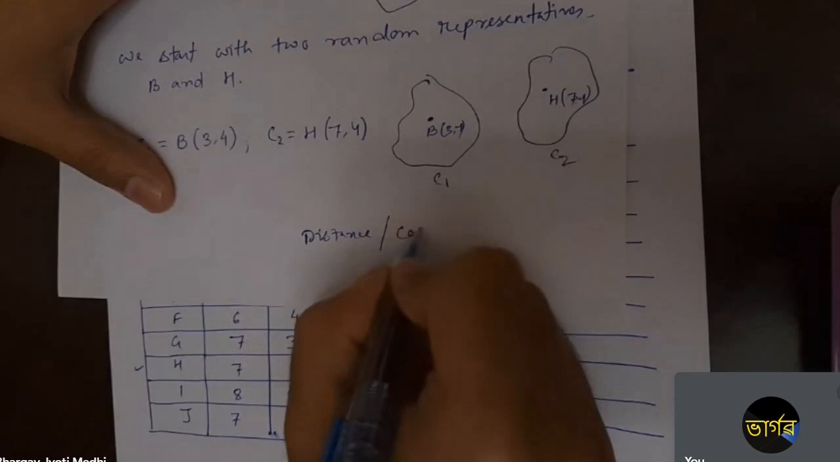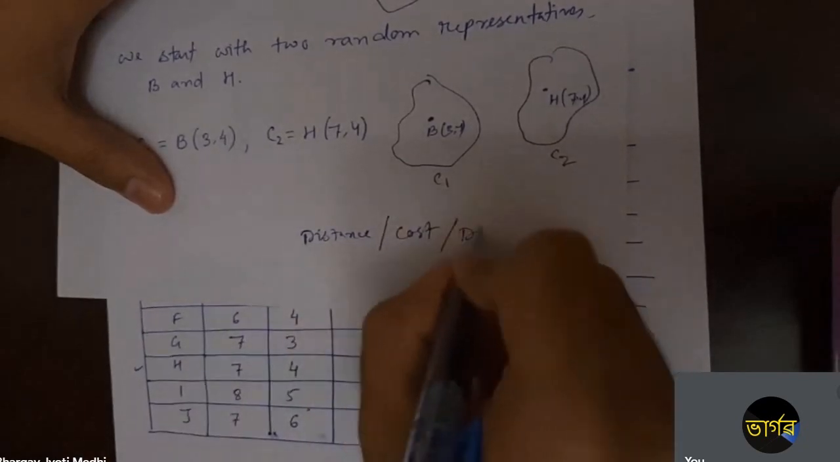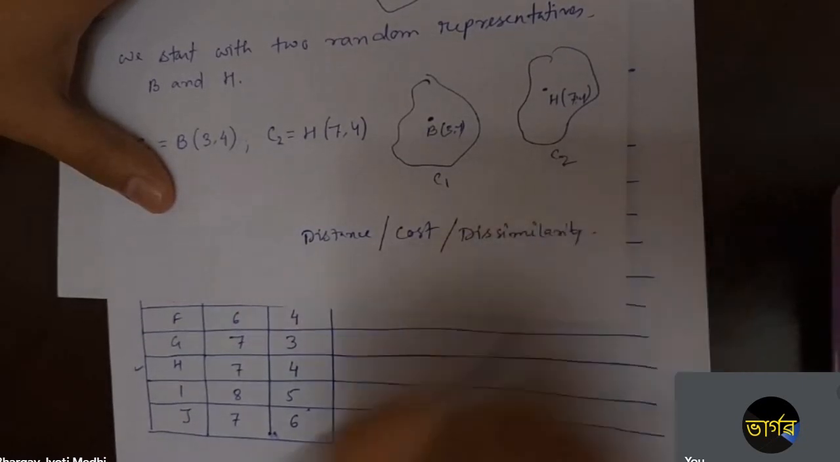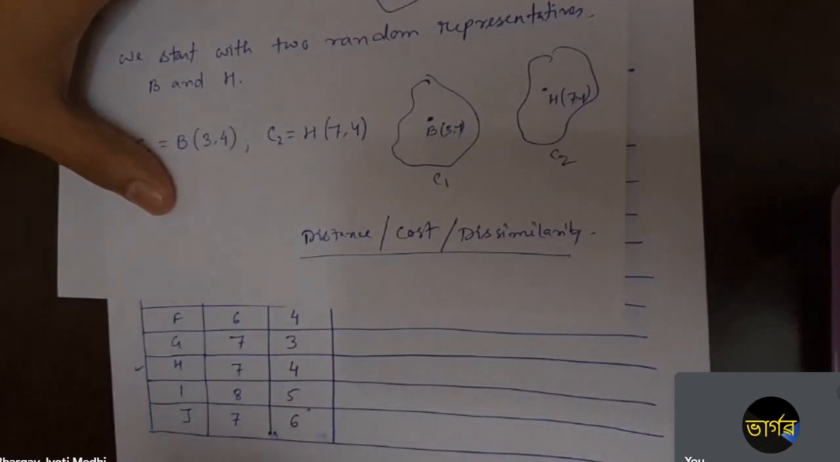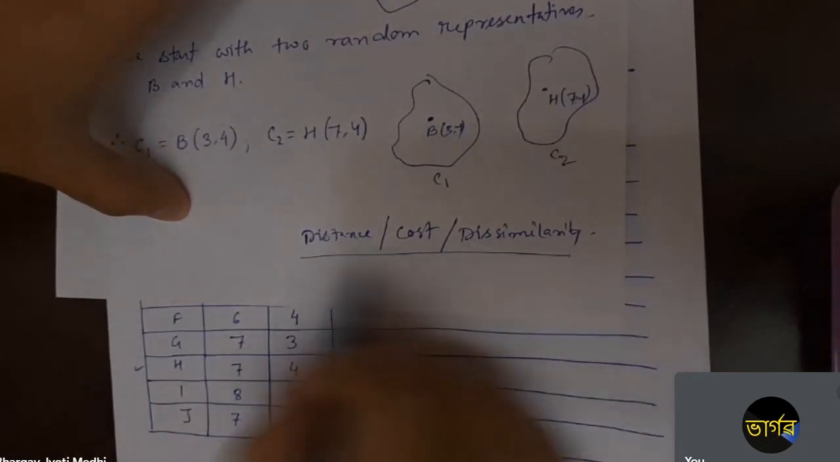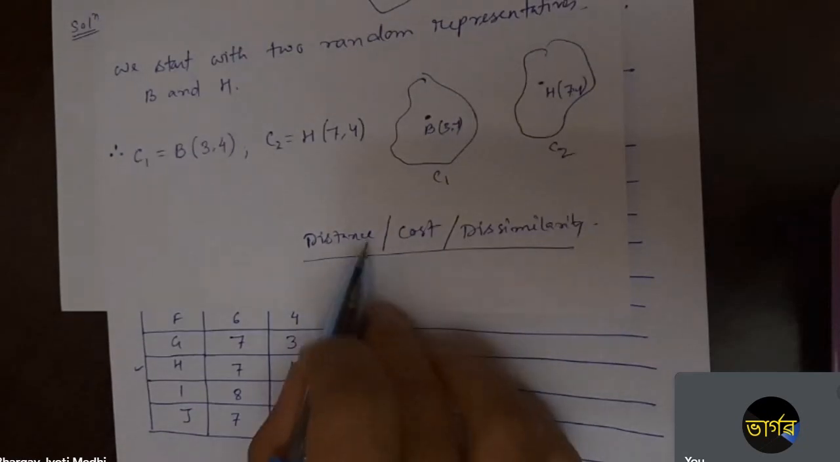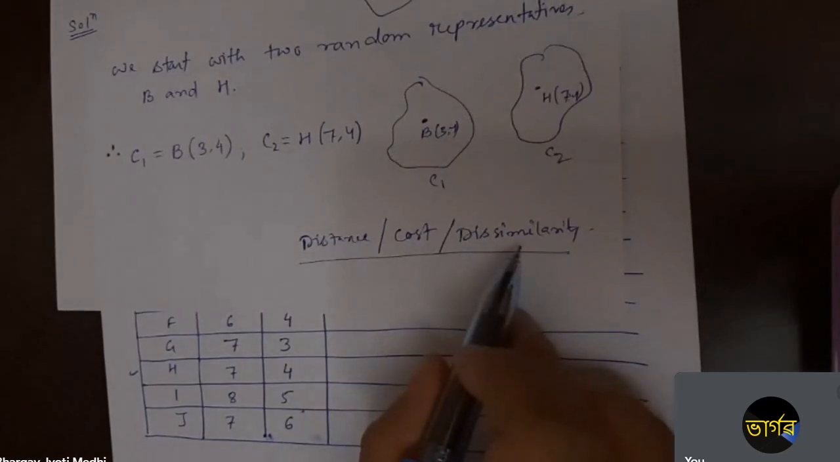Distance is also known as cost or dissimilarity. So it is the same thing, meaning they are the same. But the basic thing is it is distance only. So you can say it as distance, or sometimes it is mentioned as cost, or sometimes it is given as dissimilarity. So we'll be finding the distance or the cost.